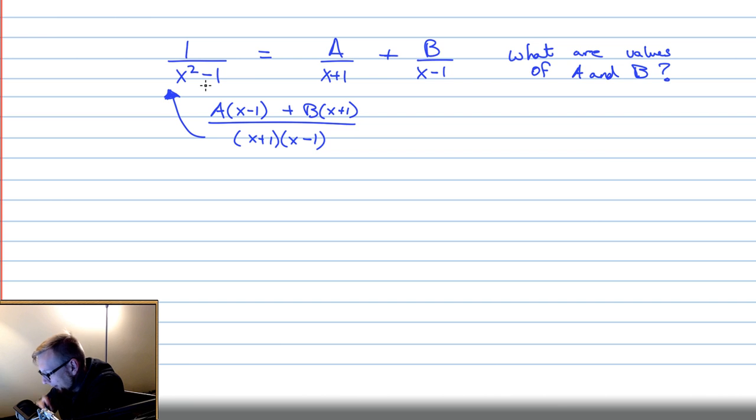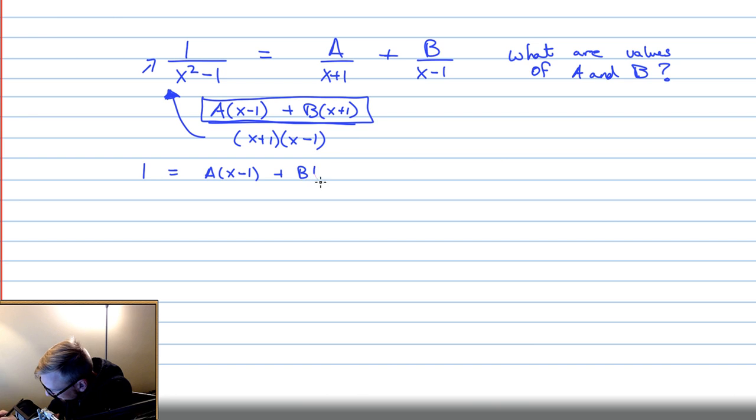Okay. So if we take this numerator and we set it equal to 1, because that's the numerator of the other part, 1 equals a times x minus 1 plus b times x plus 1. We should be able to figure out the values of a and b. Well, we've got a times x minus a plus b times x plus b.